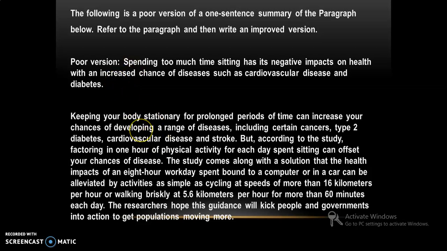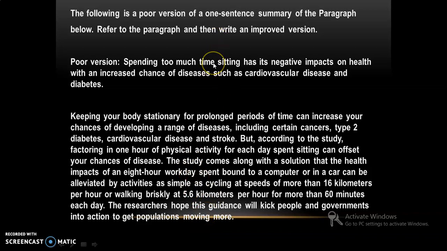So this is the whole paragraph, and this is the poor version that we have to correct. Spending too much time sitting has its negative impacts on health, with an increased chance of diseases such as cardiovascular disease and diabetes. If we read the paragraph from the beginning up till this point, it's talking about the negative impacts. But if we read the following part, the study comes along with the solution, so we notice that they are talking about a solution.